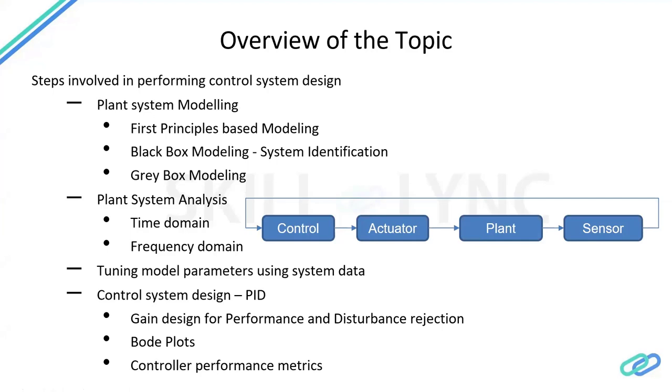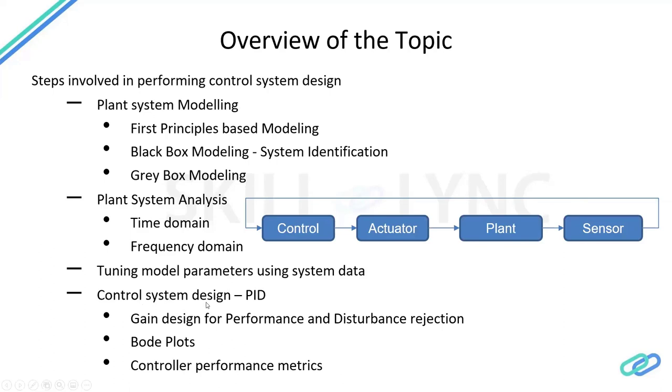So for example, you start testing and you see that your model data is different from what the test data is showing. You start comparing and tweaking the parameters so that it matches the test data. That involves some model parameter tuning. And once you are done with these first few steps, what you have is a plant that you can actually have a good model for.